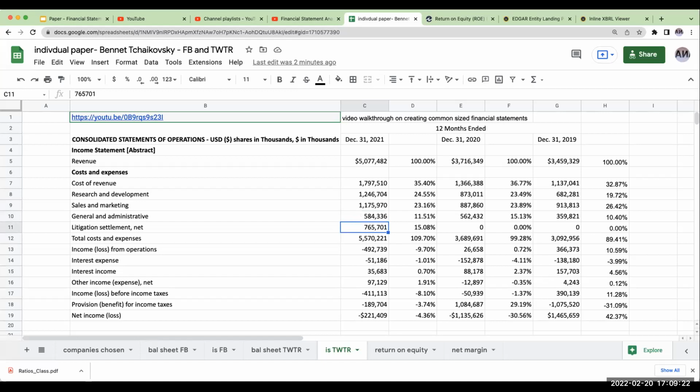Now, they also had a litigation settlement. What we would want to do is ask: is this a one-time thing, or is this going to be an ongoing party for the attorneys? Then over here, their loss from operations is about 492 million. Interest expense, interest income.